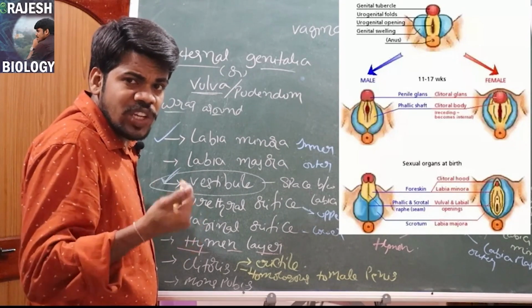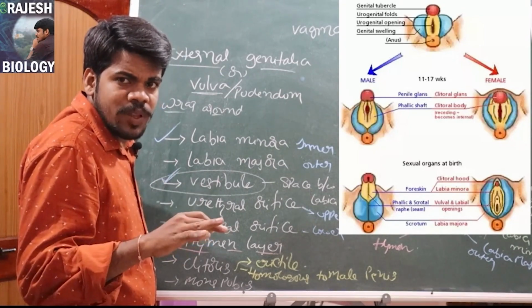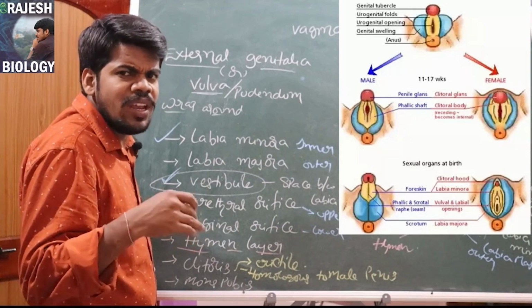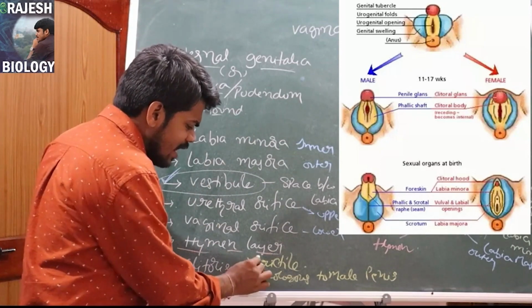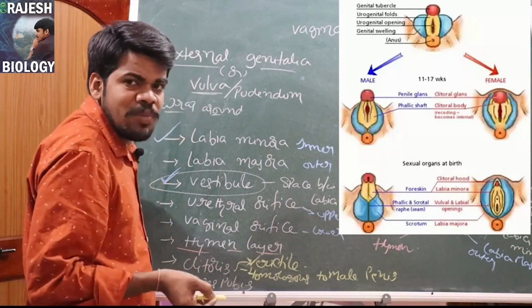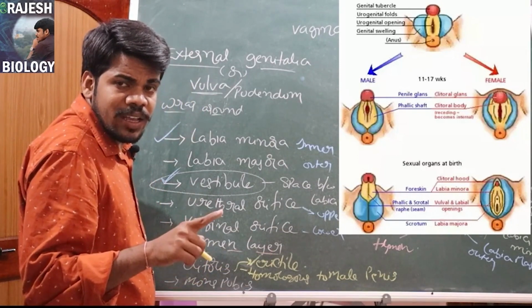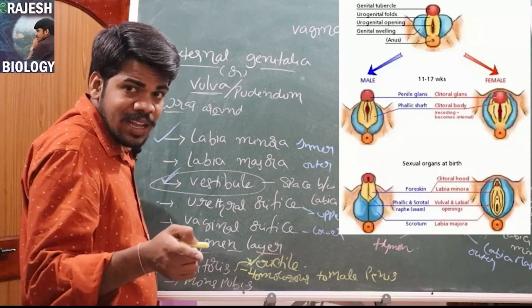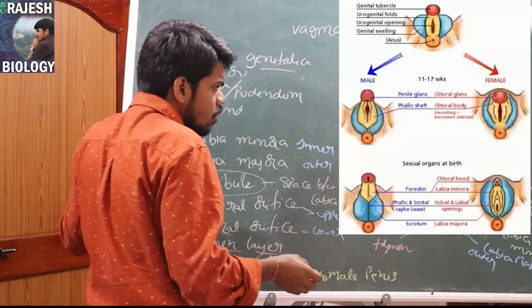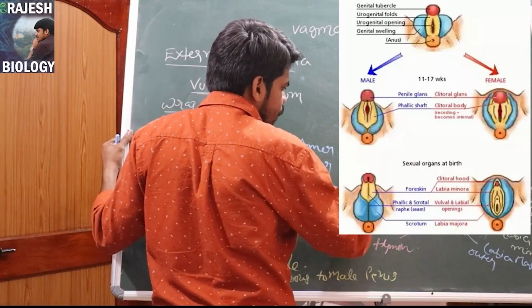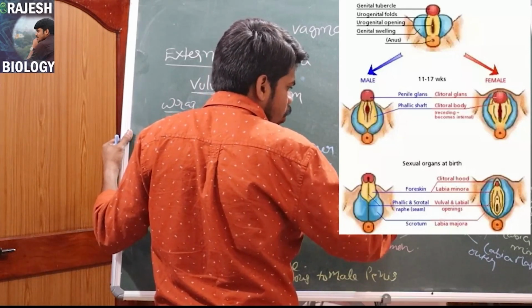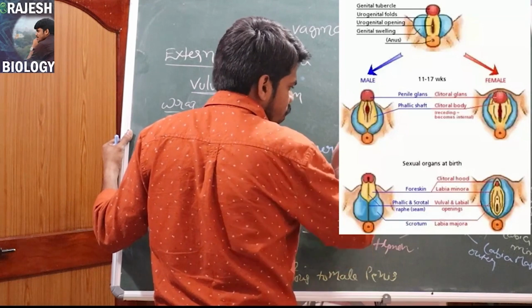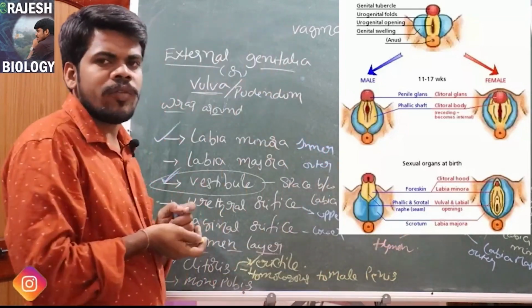Structurally, their origin and structure are the same, but the function may or may not be different. Here also, it is an erectile organ just like the male penis, and both the penis and the clitoris are supported by corpora cavernosa. Very important: corpora cavernosa.